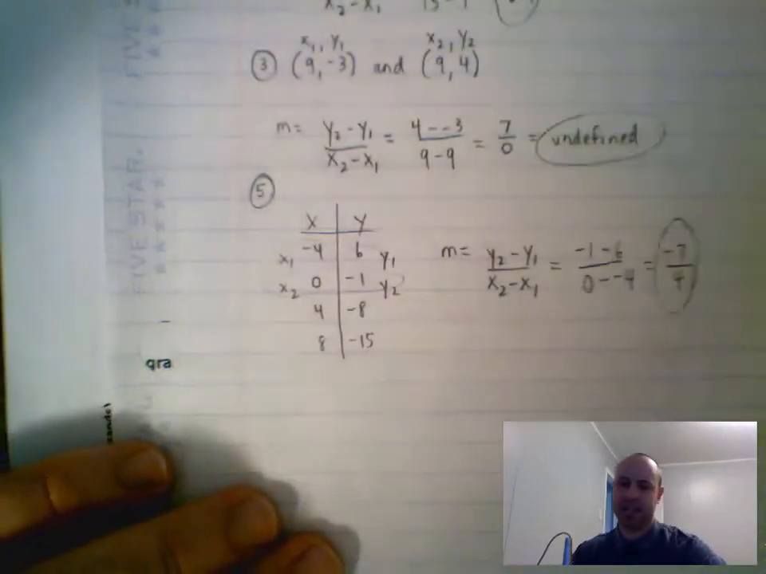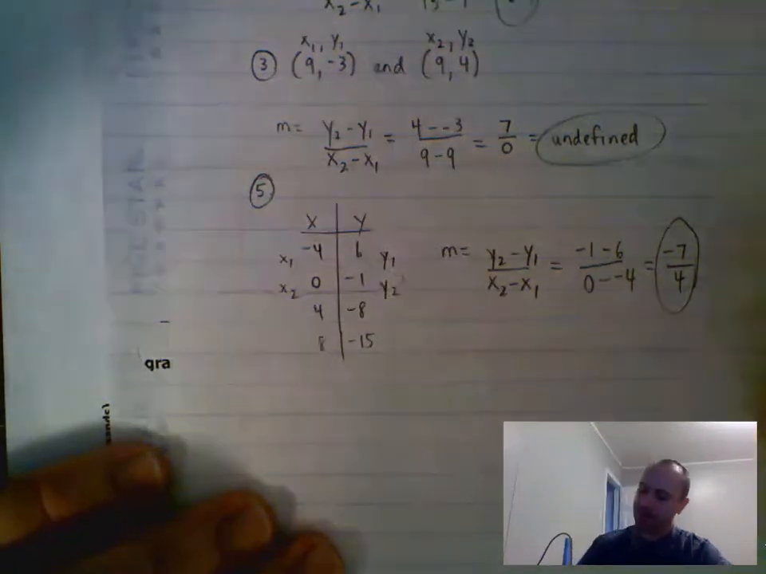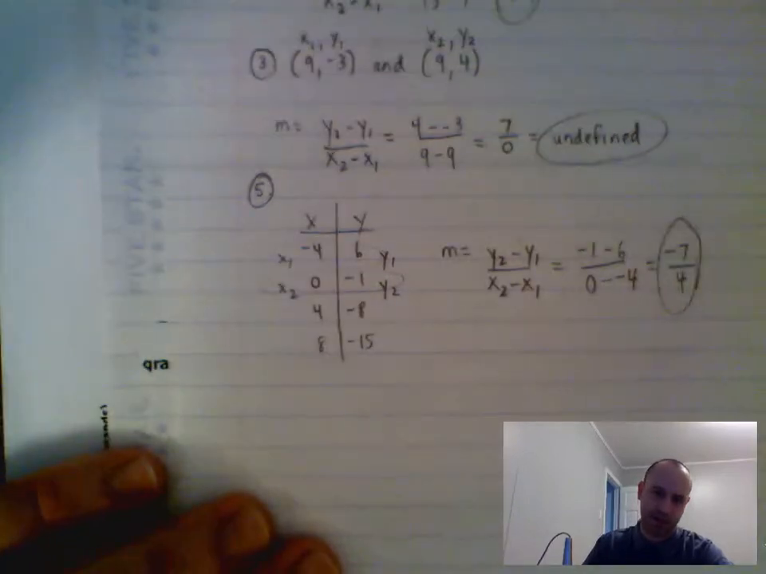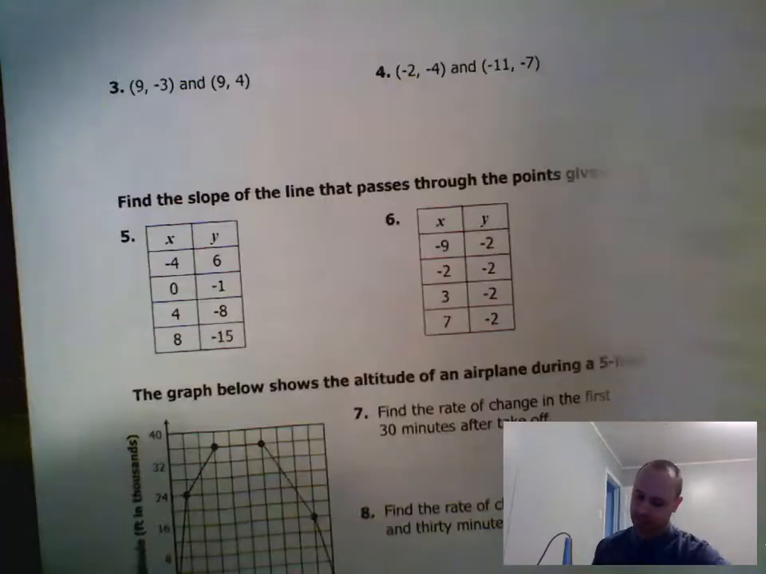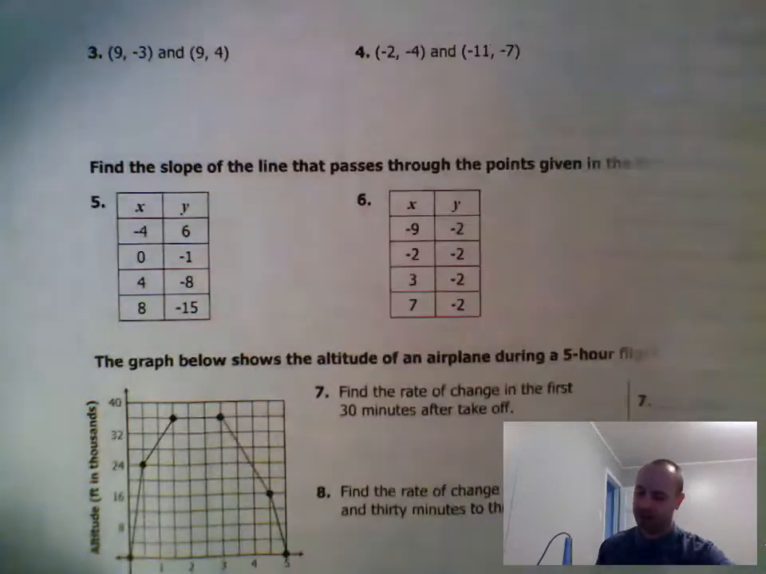You could also say -1 3/4, but for slope, because it's rise over run, they like to put it just like this, like an improper fraction. So that's your slope. All right, you'll do number 6. So that's number 5, you'll do number 6.